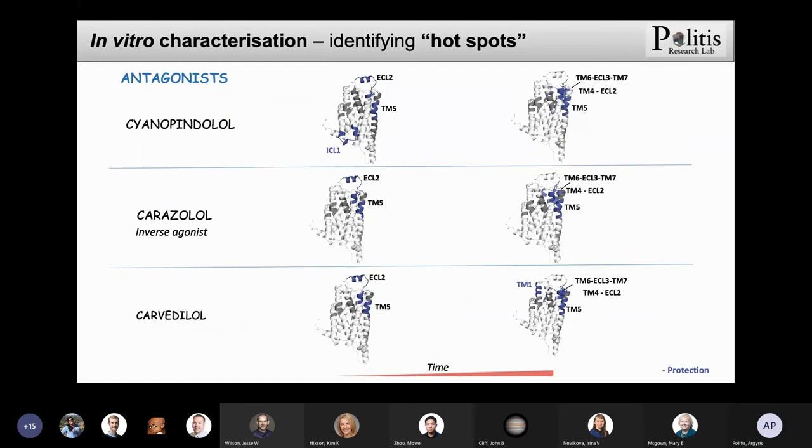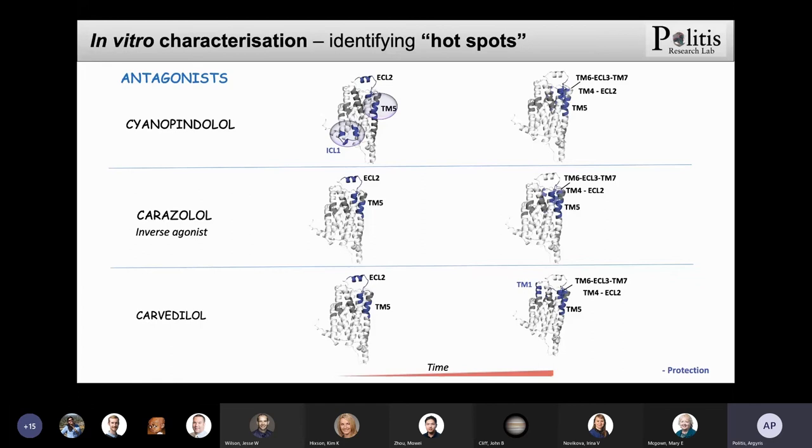In our first step, we wanted to see whether there are any significant differences between agonists, antagonists, and partial agonists. You can see here that we tried different antagonists on the beta-1 adrenergic receptor, and we see similar conformational effects. For instance, the blue region is TM5, transmembrane helix 5, which is the binding site. We can clearly spot the binding of different antagonists, but also see specific conformational changes such as the ECL2 loop here on the outside side of the membrane.